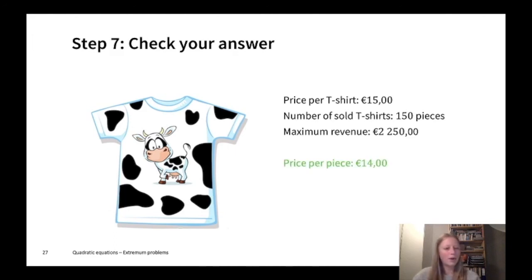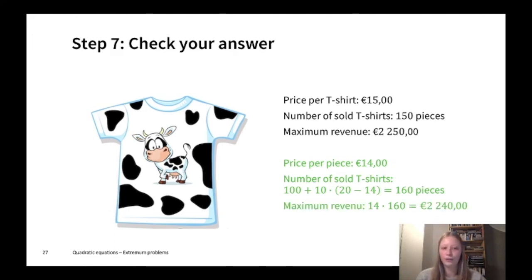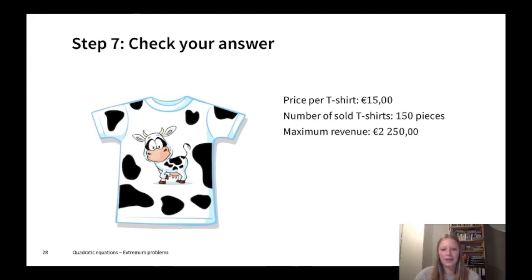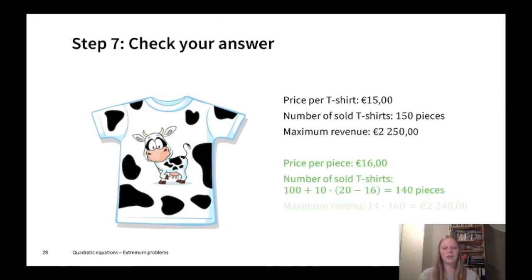Let's say that the price per piece is €14. Then the number of sold t-shirts is 160, and the revenue is then €2,240. So that is smaller than what we found, so that's good. Let's change it one more time. Let's say that the price per t-shirt is €16. Then she can sell 140 pieces and make €2,240. This is again smaller than what we found. So we can again assume that our answer is correct.